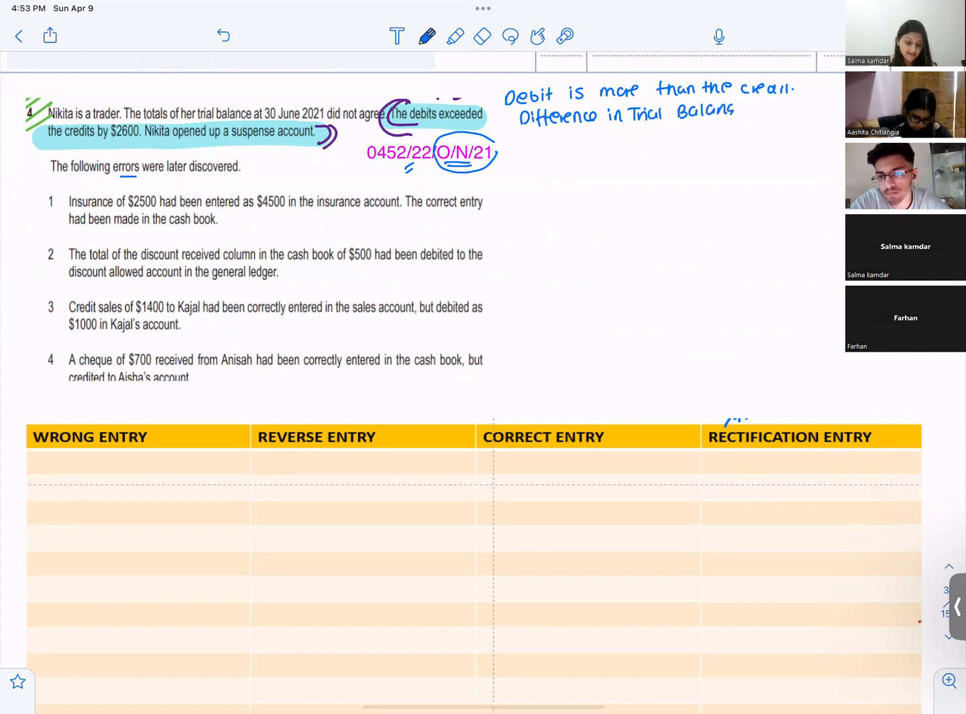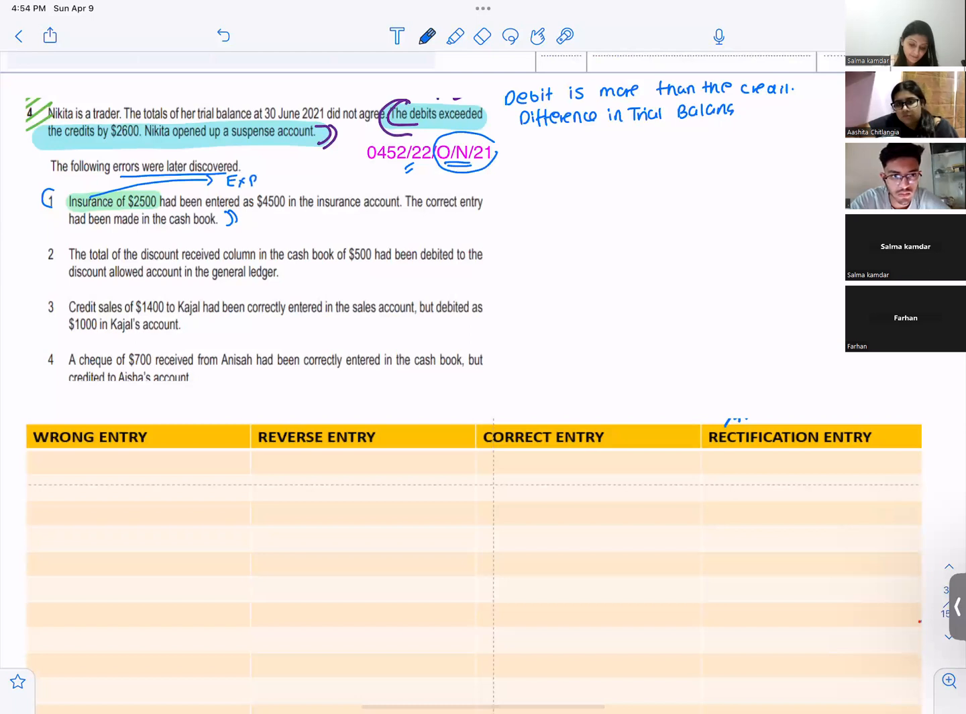These were the errors that were discovered. The first error, please read it. Insurance of 2,500 had been entered as 4,500. Can you tell me, is insurance an expense or an income? It is an expense.